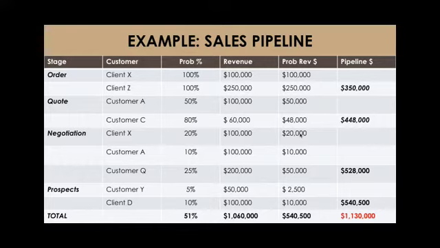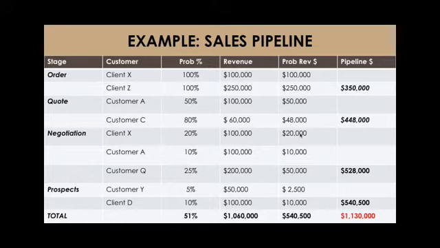The third step is really important, and this is the thing that I think sets this pipeline model apart from other lists of things that I've seen, and that is because we put the probability of winning that job. So the ones at the top in the order area, once they've placed the order, they're obviously 100%. All right, so we put those in at 100%. But the further we move down the sales pipeline, the less reliable those probabilities are.